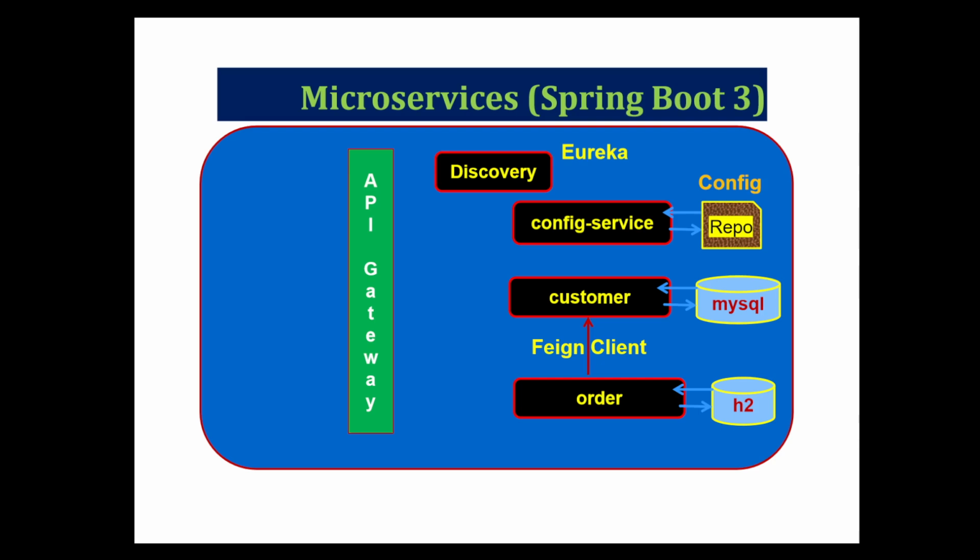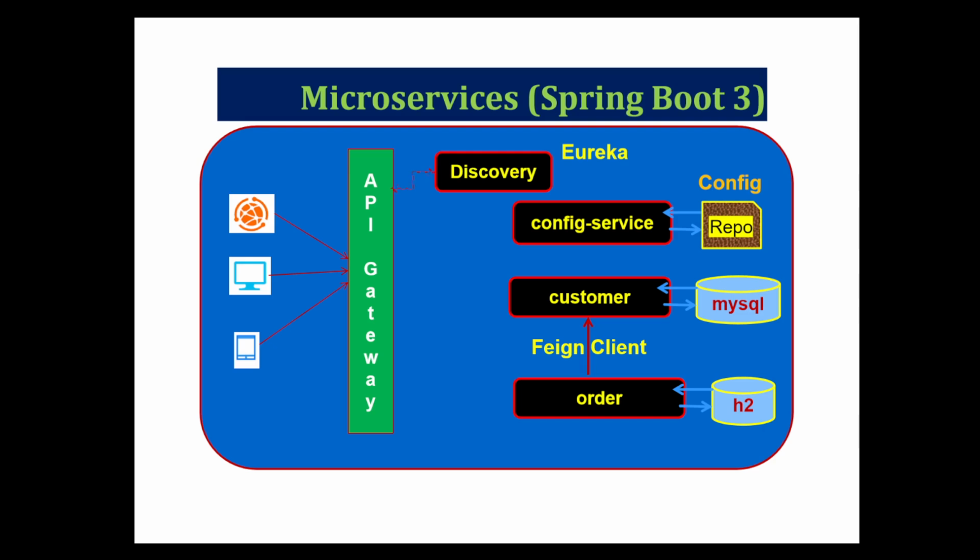Next, we are going to create our API gateway service using Spring Cloud Gateway, and all these microservices will register with the discovery service, so that they will get discovered by the discovery service. So when a client makes a call, when a request is made, at that time that will get intercepted by the API gateway.